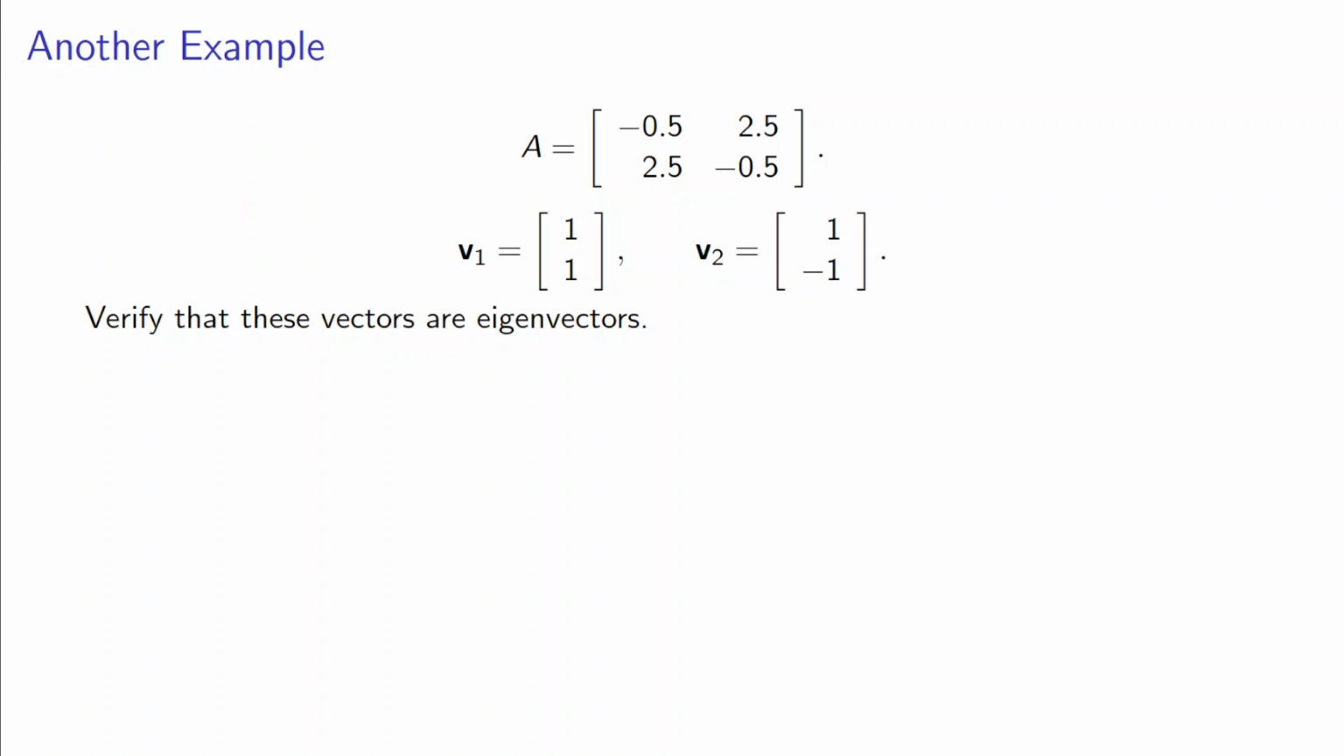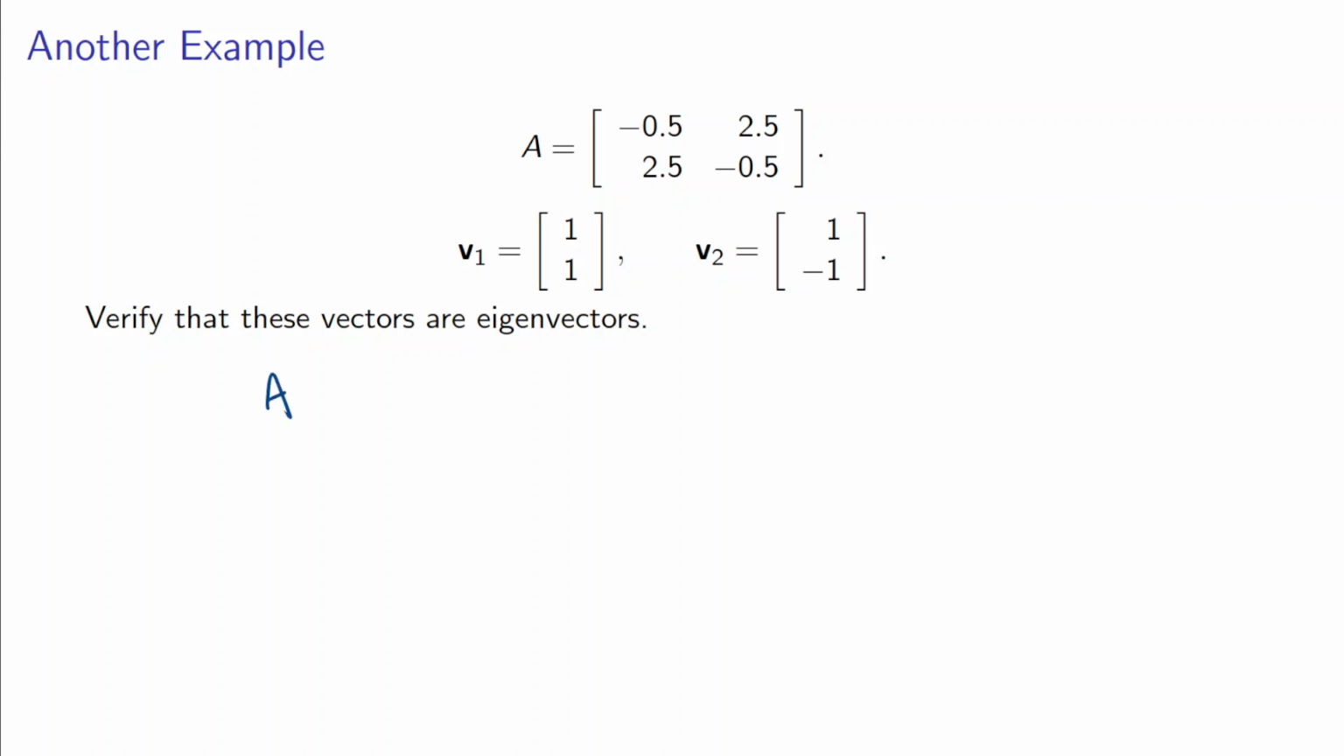So here is that other example. So A, this time a bit more complicated. We've got some decimal values. So negative 0.5, 2.5, 2.5, negative 0.5. And we're given these two vectors. v1 is 1, 1. v2 is 1, negative 1. We are asked to verify that these are eigenvectors. In a future video, we're actually going to learn mathematically how we would discover these vectors ourselves given a matrix. But for now, let's just verify that these are indeed eigenvectors.